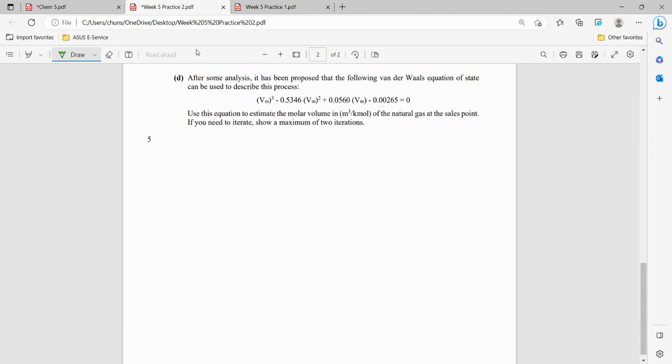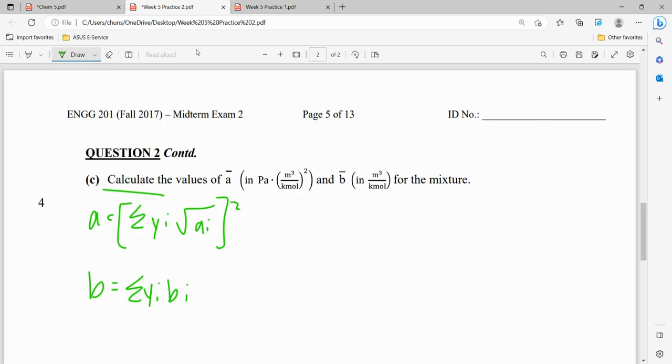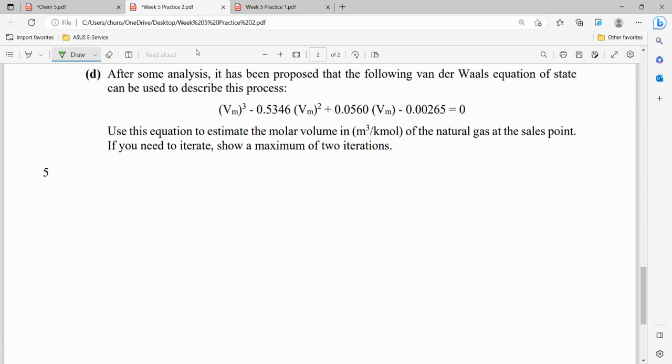Okay, so let's move on to our next question. After some analysis, it has been proposed that the following equation of state can be used to describe this process here.